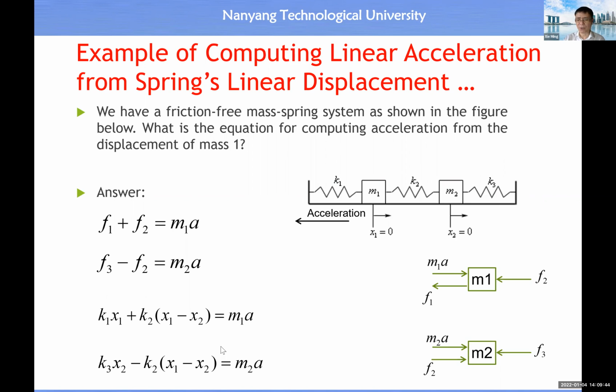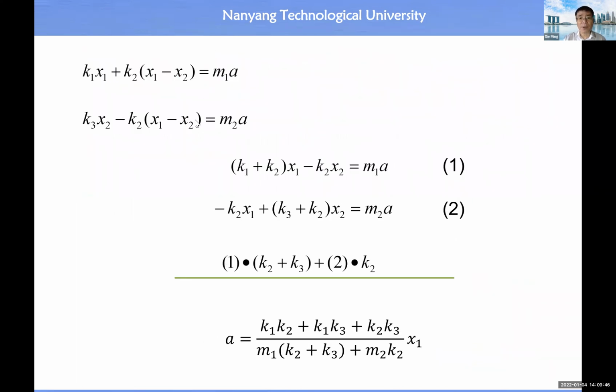So we have these two equations. Now from these two equations, we just arrange them together. That means lump all the terms in front of X1 and in front of X2 together, okay? So therefore we have a coefficient in front of X1, a coefficient in front of X2, a coefficient in front of X1, a coefficient in front of X2, right? So let me call them equation 1 and equation 2.